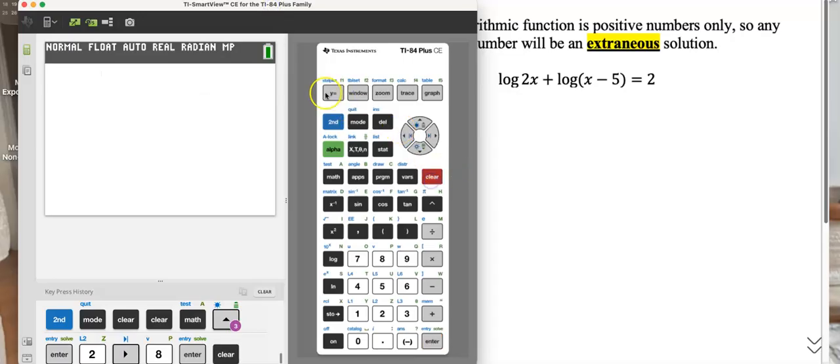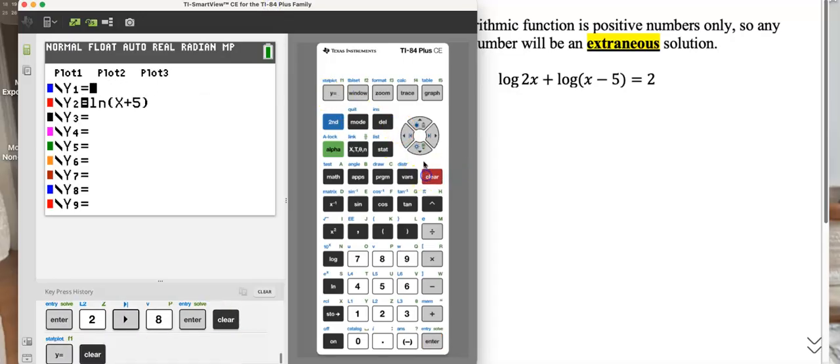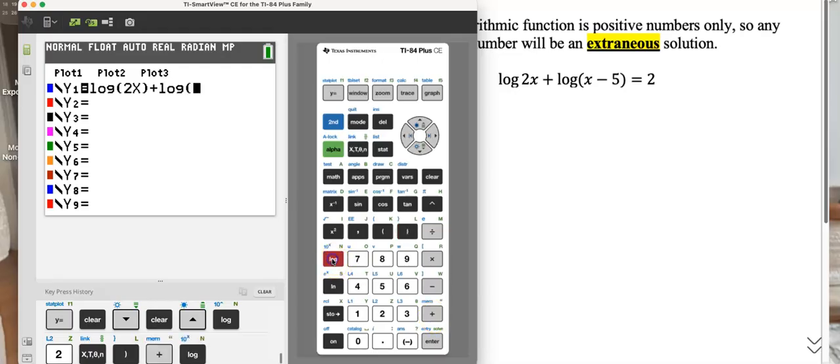So if I want to solve this by graphing, we're going to press y equals. I'm going to type this entire left side into y1. So I've got log, no base with this one, so that button's good. Log of 2x plus log x minus 5.